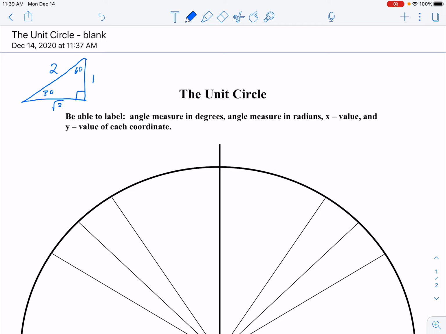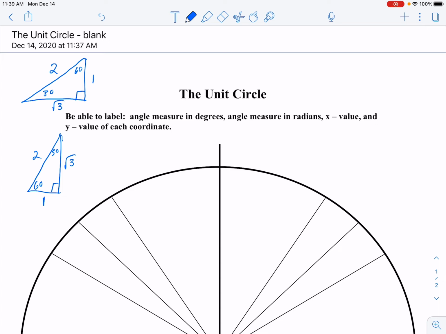is root 3. I'm going to draw that triangle again, only I'm going to do it this way. This is 60, 30, right triangle. Opposite 30 is 1, 2, root 3. Remember, the small side's always opposite the small angle. So 1's the smallest side, so it's opposite 30.